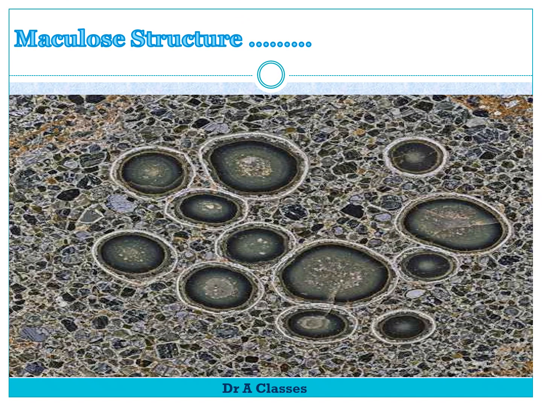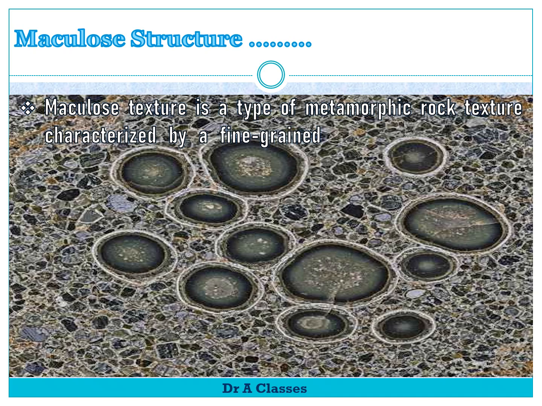Maculose structure. The image shows a metamorphic rock with a maculose structure featuring a fine-grained dark matrix scattered with numerous circular to oval spots. These spots, or maculae, vary in size and are typically a darker greenish gray, creating the rock's distinctive spotted appearance. Maculose texture is a type of metamorphic rock texture characterized by a fine-grained, darker matrix speckled with distinct circular or oval spots.